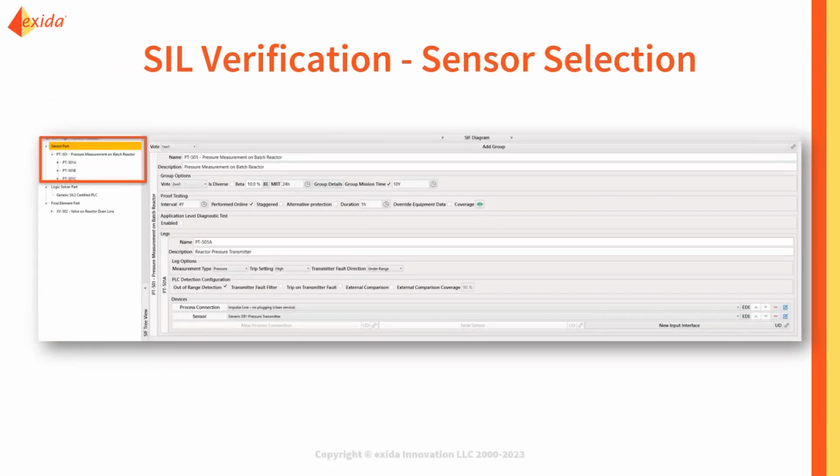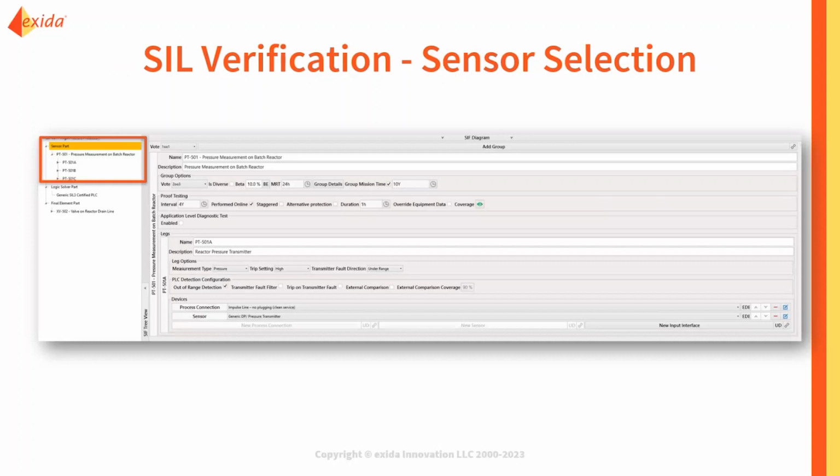Once you've defined your SIF, it's going to automatically give you 3 SIF parts that you can continue to model out. So it will provide a sensor part, logic solver part, and final element part, where you can then create the groups and legs that make up your SIF. And this provides quite a bit of flexibility within exSILentia. For the sake of this example, we are modeling a pressure measurement on a batch reactor.